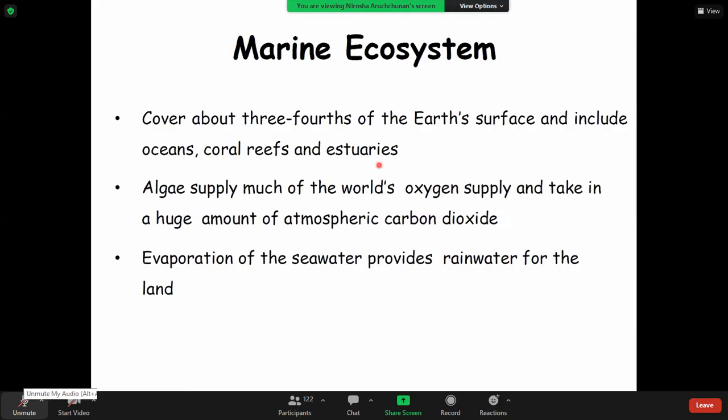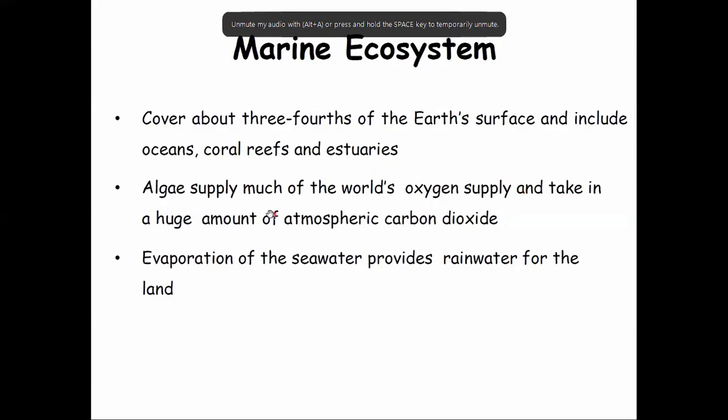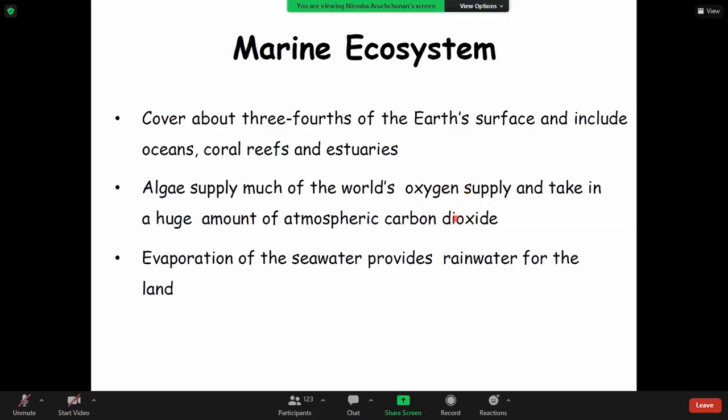Here, algae supply much of the world's oxygen and take in a huge amount of atmospheric carbon dioxide. The algae absorb atmospheric carbon dioxide and release oxygen to the marine ecosystem. Compare how the terrestrial ecosystem gets oxygen and how the marine ecosystem gets oxygen.